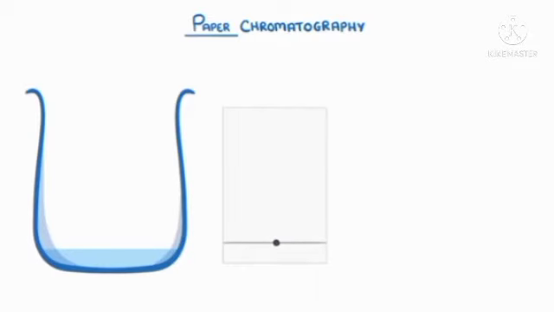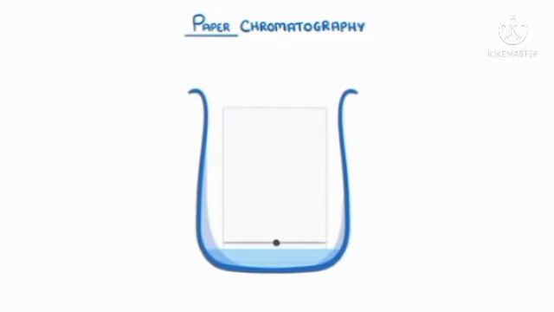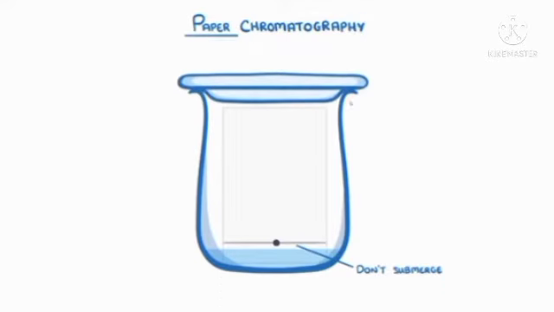We are now ready to start, and we can place the filter paper into the solvent. But importantly, we have to make sure that we don't submerge our pencil line and our spot of ink, which is why we made our solvent shallow. And if you're being careful, you should really place a lid on top to stop the solvent from evaporating.